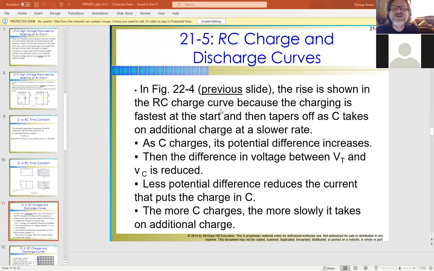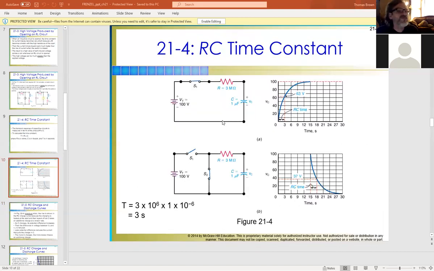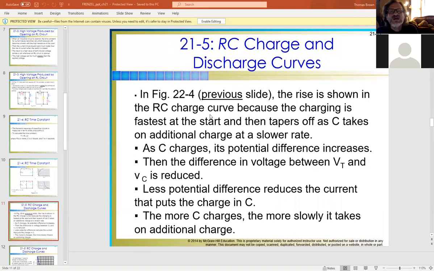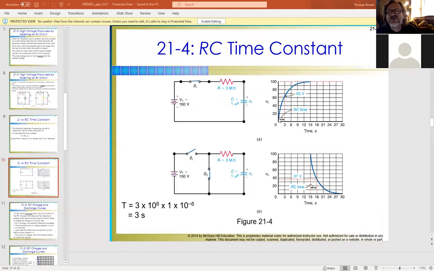So, continuing on with the RC charge and discharge curves. I know I rambled off, I'm sorry, but he says, if you look at the previous slide, the rise is shown in the RC charge curve because the charging is fastest, which it is. If we really look at it, getting up to that 63 point happens really quick, 3 seconds overall, and it's already there, compared to the amount of time it takes to get fully settled. So the rapid charge is right in this very first leg here. You can see that.